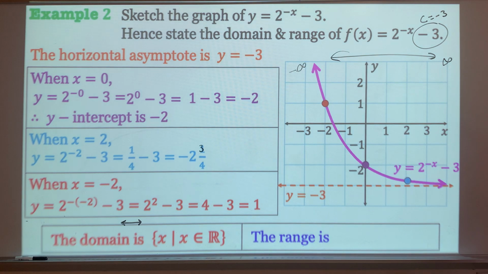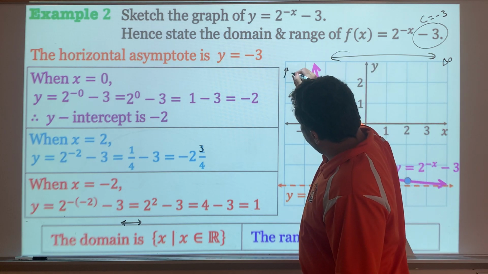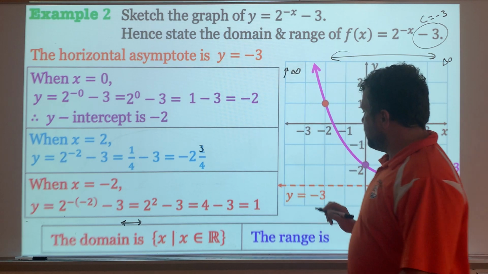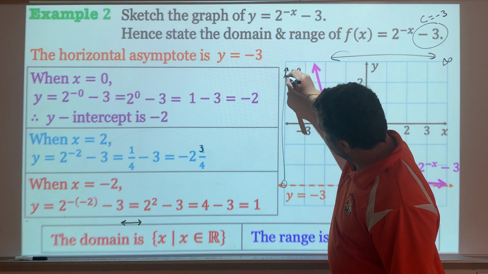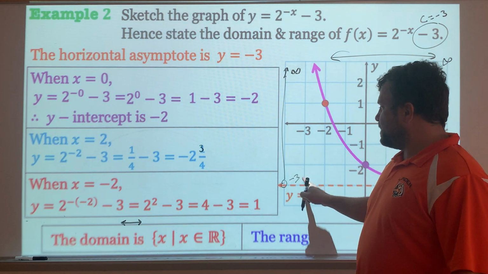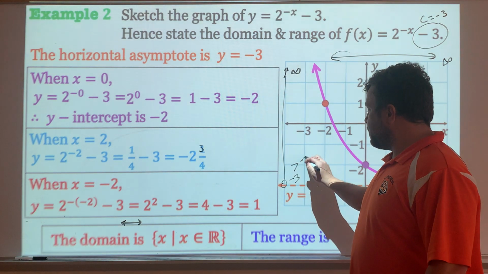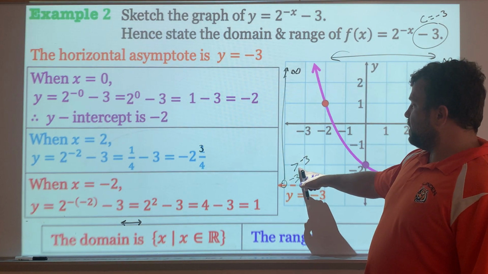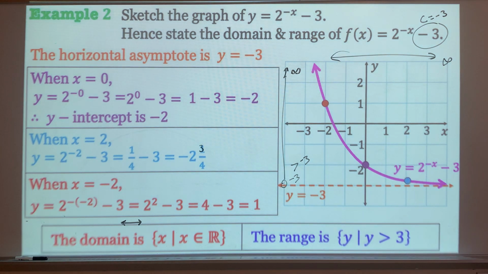Now what's our range? A little trickier. Now our range right here, we're going to go up to infinity, right? So that's our highest one. But we don't hit this point, so we go from this point up to infinity. Now what's this point? Negative 3. It doesn't include negative 3, but it's every value greater than negative 3. So the range is all the values of y, where y is greater than negative 3.